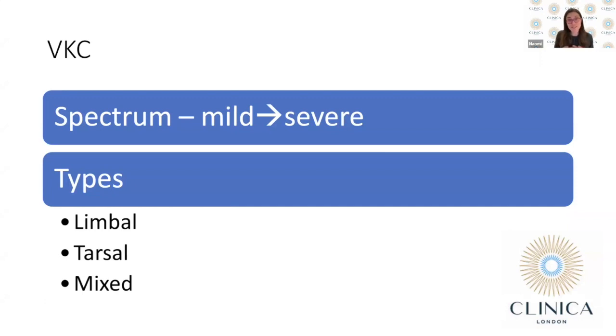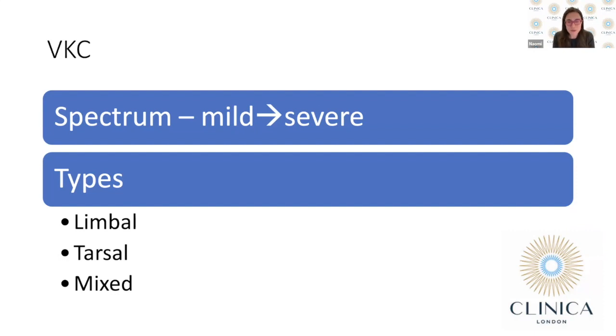So we're going to look at the signs that you might see in vernal keratoconjunctivitis. And some children will have mostly the limbal signs around where the cornea meets the conjunctiva. Some will have more tarsal signs, so in the conjunctiva as it reflects under the inside of the upper lid, and others get a mixed form.